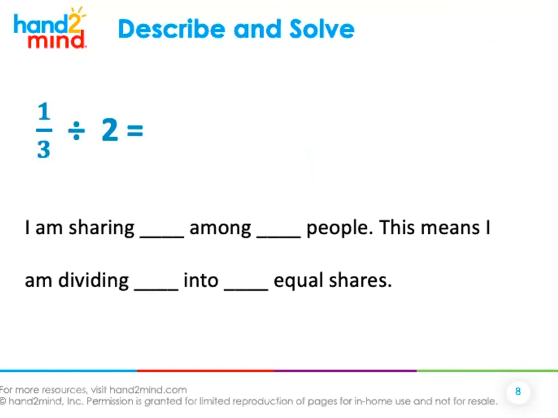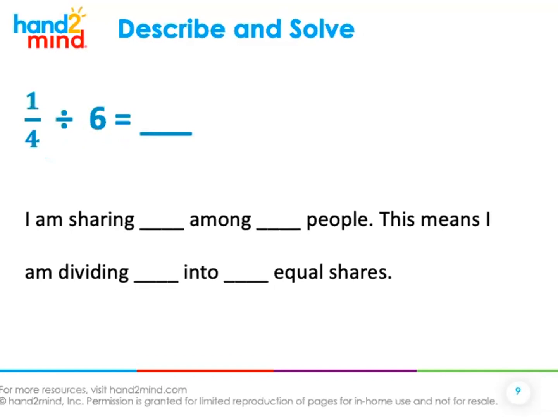Another way to help us think about the meaning of the division problems to make them easier to solve is to use sentence frames. As we have said each day this week, we're thinking about sharing. So here is a sentence frame to help us think through what our division of a unit fraction by a whole number means. You can pause the video and fill in the blanks, or you can read along with me. I am sharing 1/3 among 2 people. This means I'm dividing 1/3 into 2 equal shares.